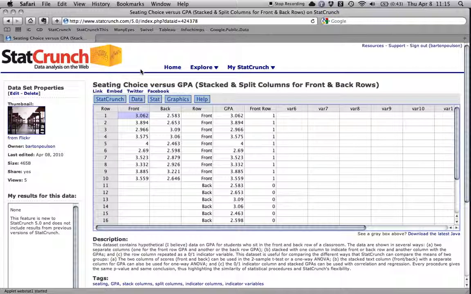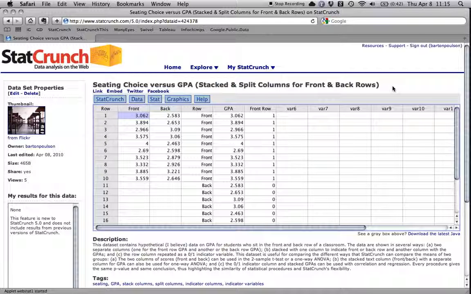Now in this example I'm going to use a data set that I put together on StatCrunch. Once you log in, go to Explore and then Data, and type in seating choice. It'll bring up a few data sets. This one, seating choice versus GPA, stacked and split columns for front and back rows. It's a data set that originally has a front, middle, and back row, but because I'm comparing two groups, I wanted just the front and the back.